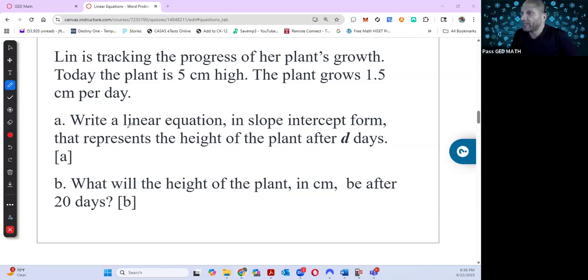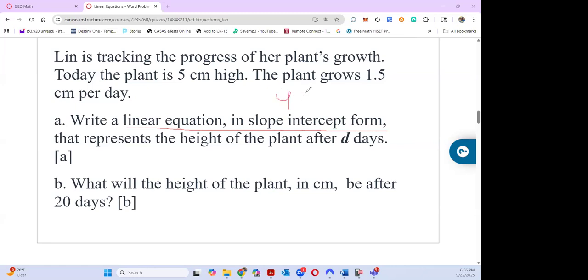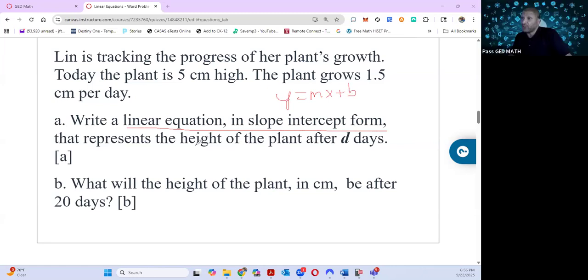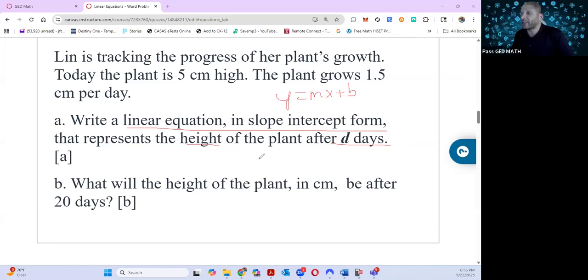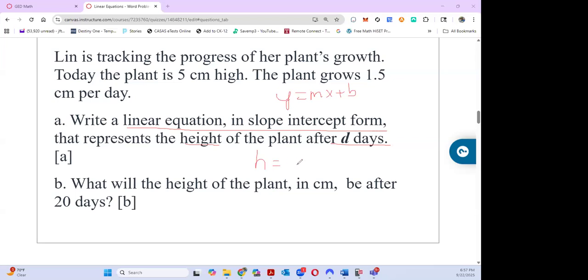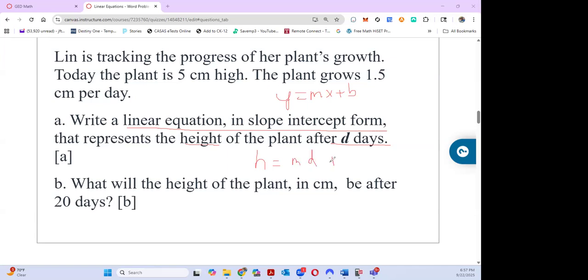So what is a linear equation in slope-intercept form? What is that equation? Y equals mx plus b. But the problem is they're saying use H for height and D. So now instead of y equals mx plus b, it's H equals, right, M, not MX, M what? MD plus b.